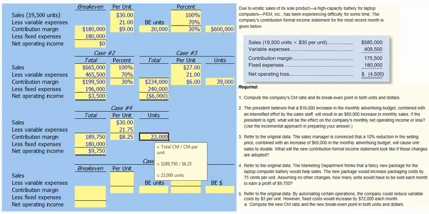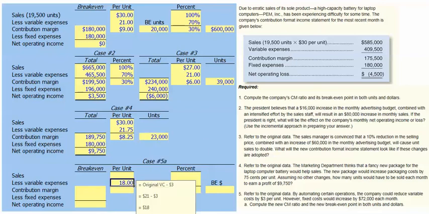A fifth proposal has also been entertained, and it says again, refer back to our original data. We're told that by automating certain operations, the company could reduce its variable cost by $3 per unit, so our variable cost would drop from $21 to $18. However, this automation would result in an increase in our fixed cost of $72,000 per month, so our fixed cost would increase to $252,000. Let's go ahead and calculate our new contribution margin ratio and our break-even point in both units and sales dollars.